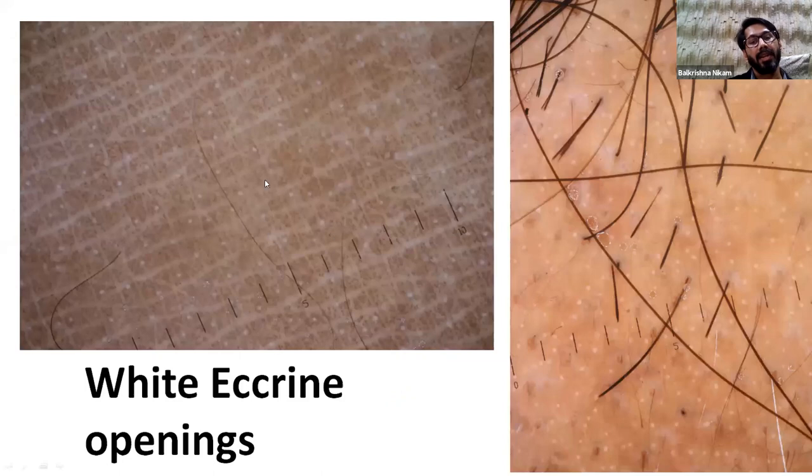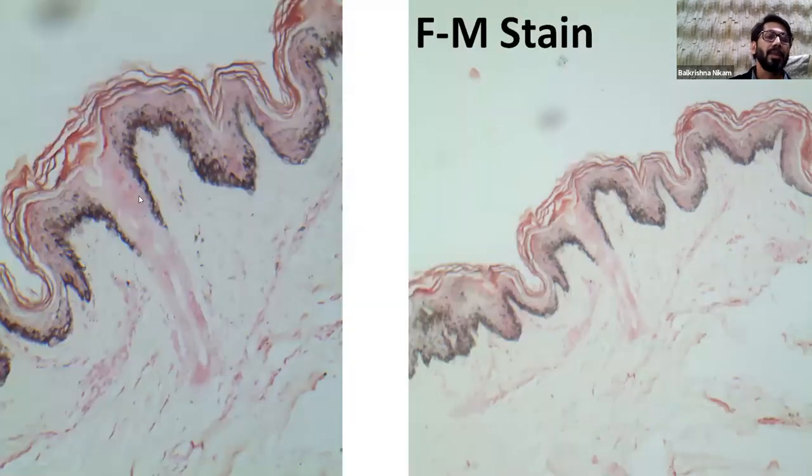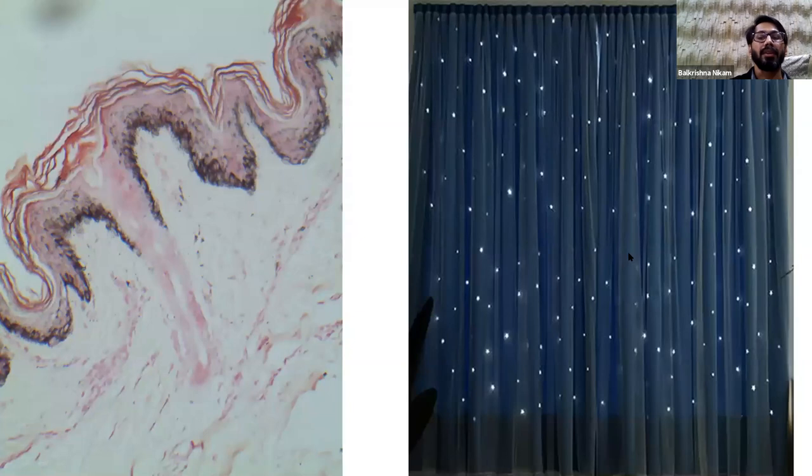Just a simple example is white eccrine openings. We all have these white eccrine openings all over the body, but they are such micro openings that they are only visible on dermoscopy. What are they? If you see the melanin stain, you can see this is all epidermal basal pigmentation, and this is perforated by this acrosyringium. This is a Fontana-Masson stain, and you can see the eccrine tubules are perforating the epidermis. And this eccrine epithelium is an amelanotic epithelial mass, right? So this is an amelanotic epithelial mass, which is actually creating the pores in the melanin curtain. So these are the micro pores in the melanin curtain, which appear as white dots.